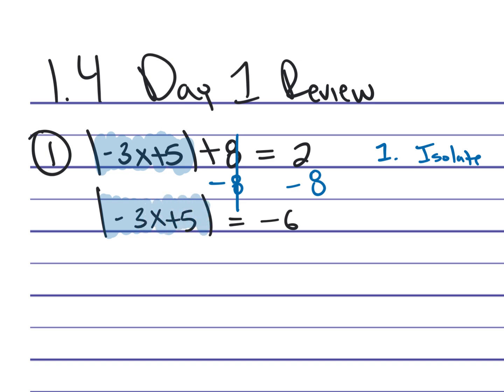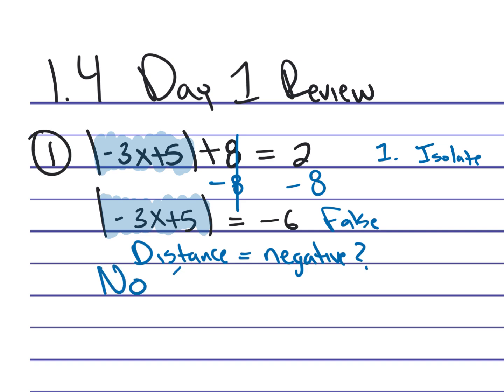But now that it's isolated, I have to check, hey, my absolute value is distance. Can distance equal a negative? Well, we can't travel negative distance. If you work backwards, you're still traveling positive distance. It's just a different direction. So because this is a false statement, distance cannot be negative, we're going to say that this is no solution. My answer for this one is no solution because my absolute value cannot equal a negative, cannot travel a negative distance.